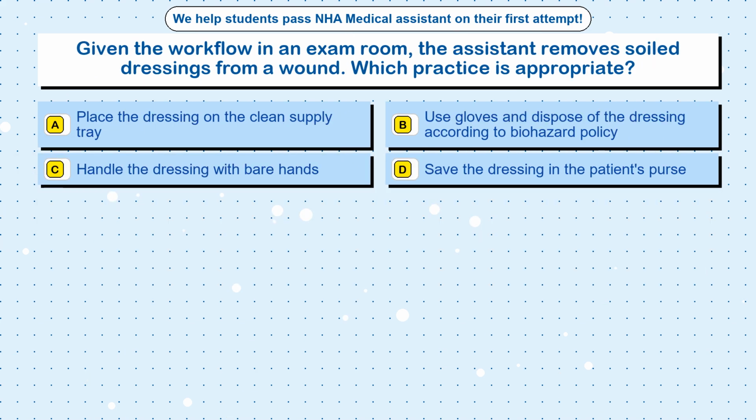Question 59. Given the workflow in an exam room, the assistant removes soiled dressings from a wound. Which practice is appropriate? Option A, place the dressing on the clean supply tray. Option B, use gloves and dispose of the dressing according to biohazard policy. Option C, handle the dressing with bare hands. Option D, save the dressing in the patient's purse.